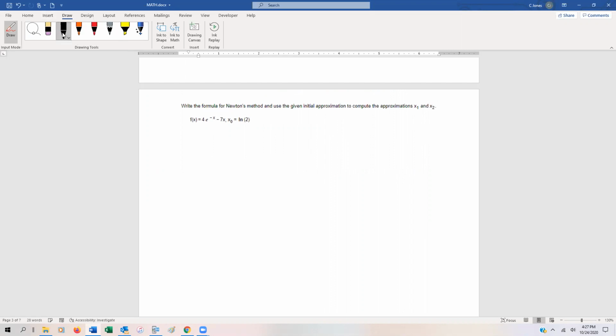Our derivative is going to use a chain rule, so be careful. So f prime of x is going to be, the derivative of negative x is -1. So technically, it's -4e to the minus x minus 7.